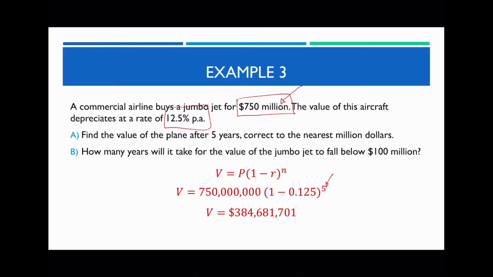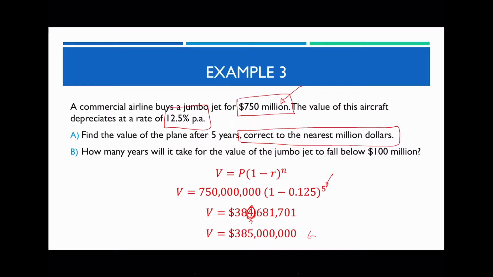But in this case, the question wants you to correct it to the nearest $1 million. This is the place value for $1 million, so we need to round this digit. We'll round up to 5 since the next number is a 6. So this is going to be your final answer once we've corrected it to the nearest $1 million.